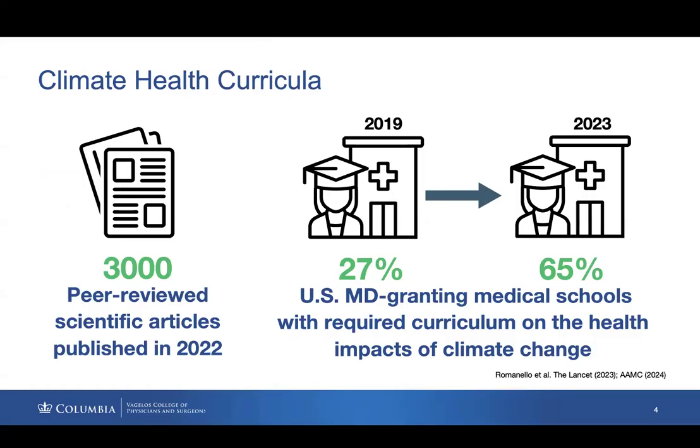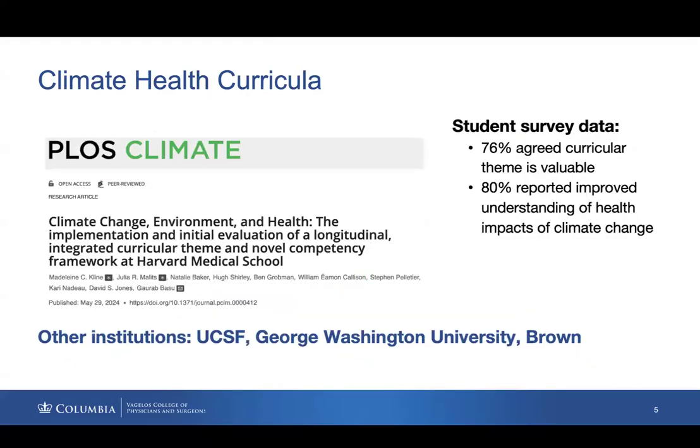The second important point to note is that there has been an expansion of the number of schools that have required curriculum of some sort. So in 2024, the AAMC reported that 27% of MD-granting medical schools in 2019 had some required curriculum on the health impacts of climate change, and by 2023 that had increased to 65%. So there's definitely growing momentum.